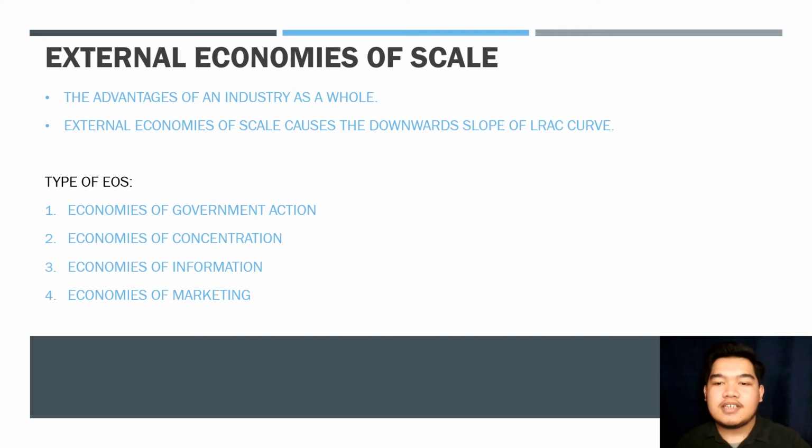The third one is economies of information. In an industry, the opportunities for collective and cooperative ventures are abundant. Firms can organize and conduct seminars, conferences, workshops, or training sessions where knowledge is shared with the industry as a whole.